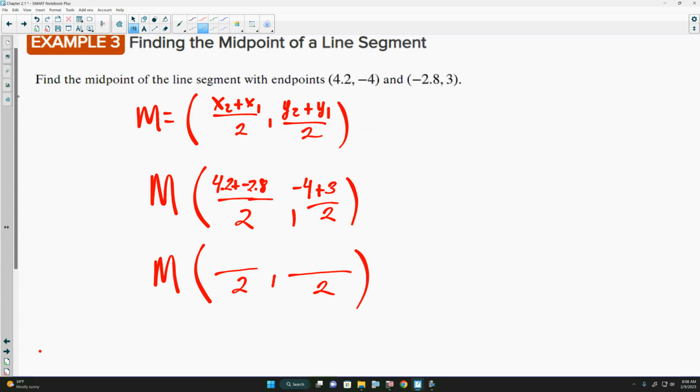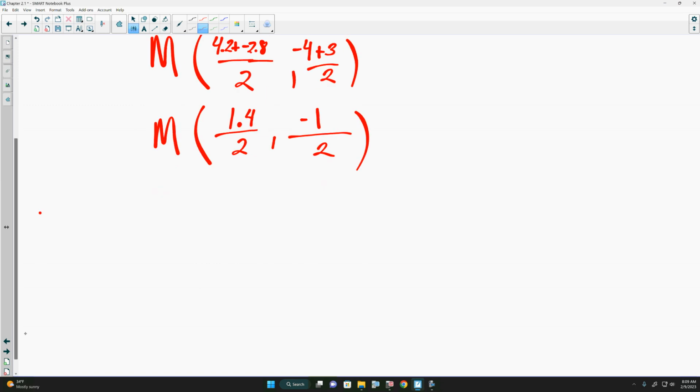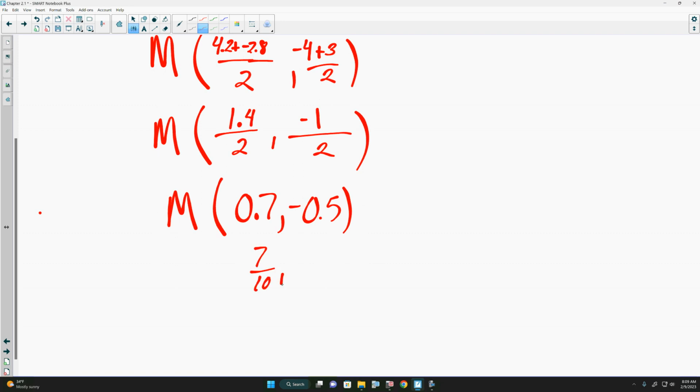4.2 plus negative 2.8 is 1.4. Negative 4 plus 3 is negative 1. And lastly, we can simplify these. Half of 1.4 is 0.7, comma, negative 0.5. If we wanted to leave it as fractions, it would have been 7/10, comma, negative 1/2.